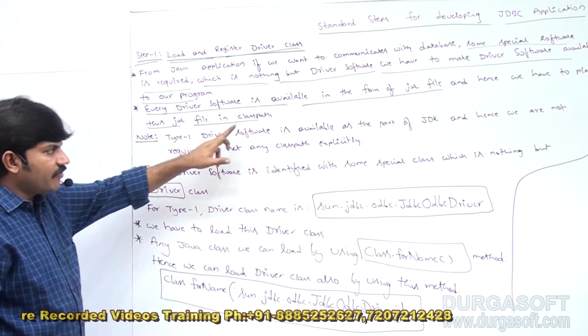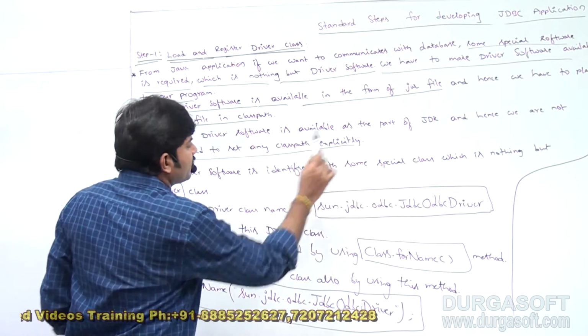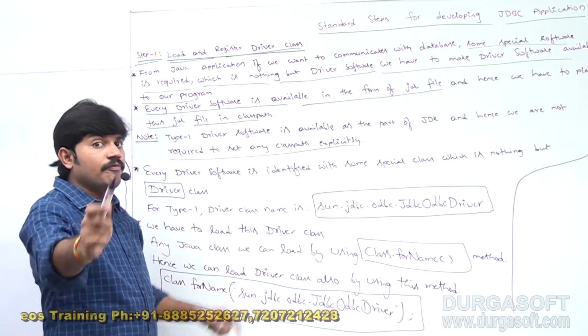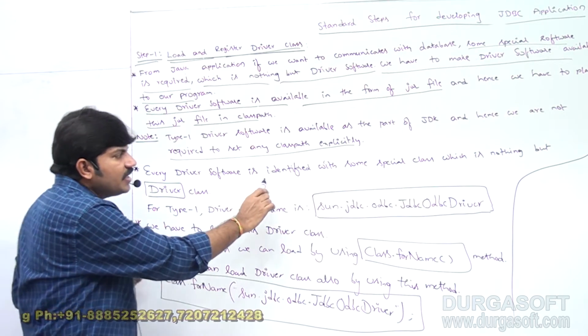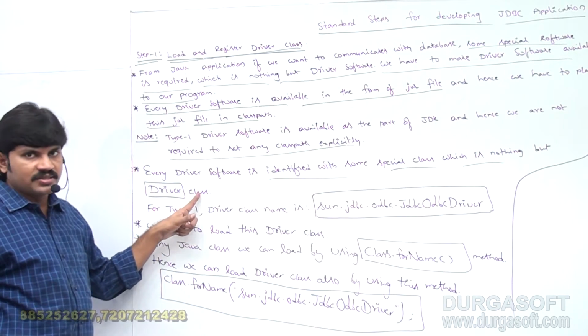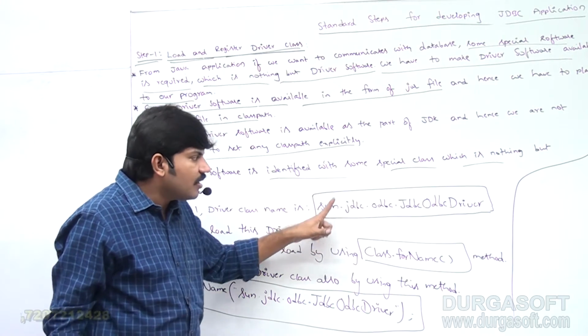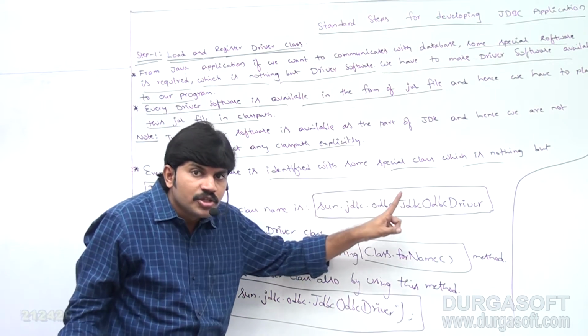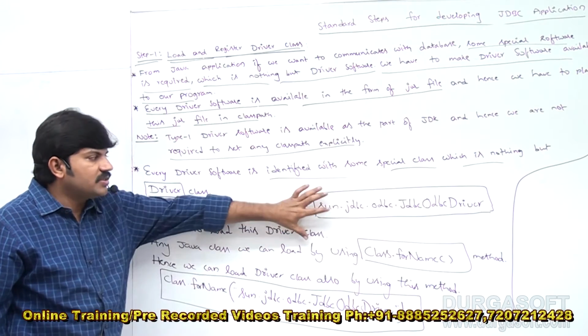Next, type 1 driver software is available as part of the JDK, and hence we are not required to set any classpath explicitly if it is the type 1 driver. Next, every driver software is identified with some special class, which is nothing but the driver class. For type 1, the driver class name is sun.jdbc.odbc.JdbcOdbcDriver.